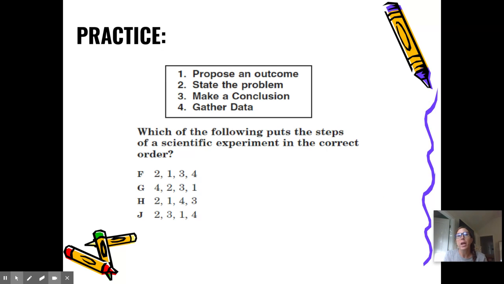And one more practice question for you. So of the 4 given, which of these options puts the steps in the correct order? And you can pause the video if you want to give yourself a little more time. So which of them puts the steps of the scientific method in the correct order?